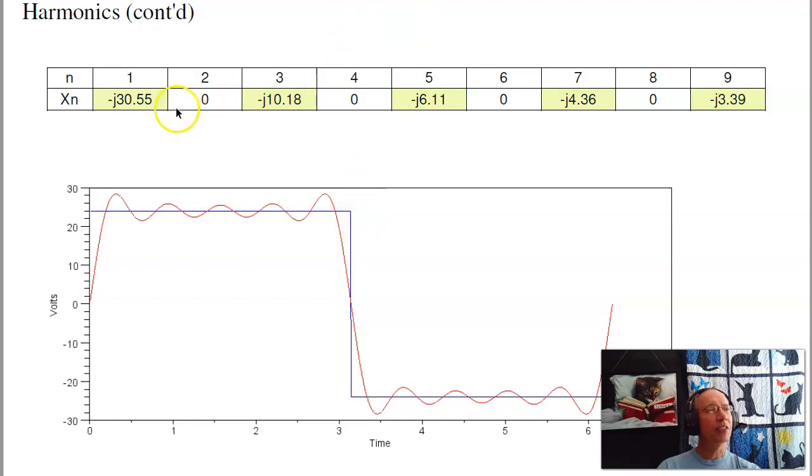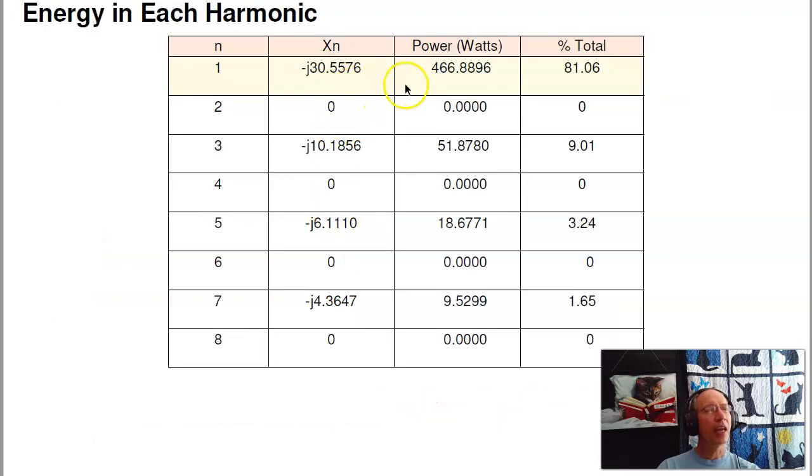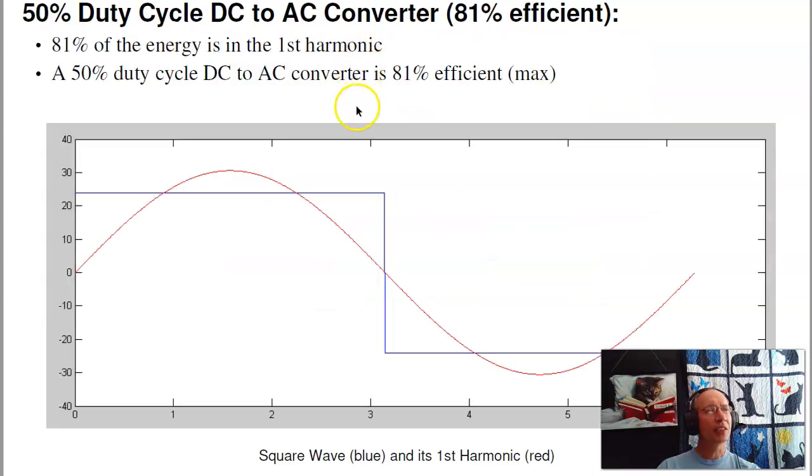The efficiency is how much of the energy is in the first harmonic. And if you do that, the energy of a sine wave is 1/2 of the amplitude squared, basically b squared over r. This across a 1 ohm resistor has a power of 466 watts, 51 watts in the third harmonic, 18 watts in the fifth harmonic, and so on. 81% of the energy is in the first harmonic. What that means is that this is a DC to AC converter that's only 81% efficient.